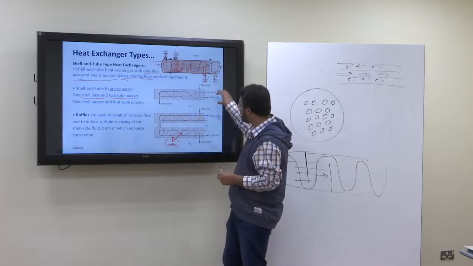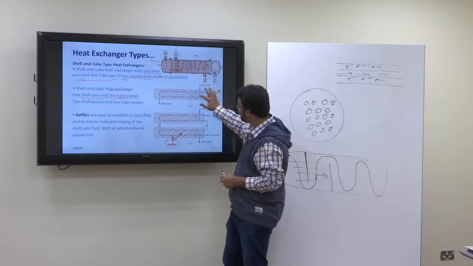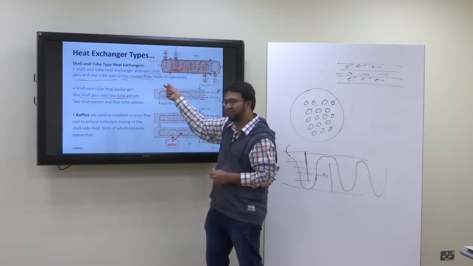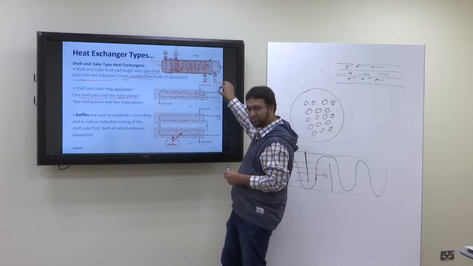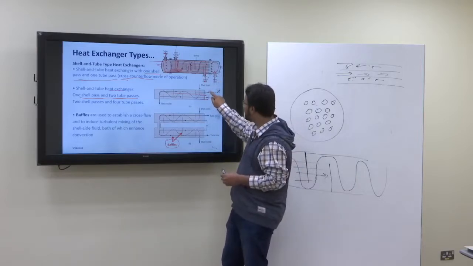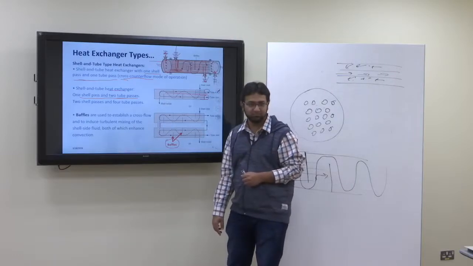So a number of tubes, maybe let's say 10 tubes, are entering here. They pass through the shell body, then make a U-turn, then pass again through the shell body and exit here. So in this case, your inlet header is here, your outlet header is here. Both headers are at the same place.